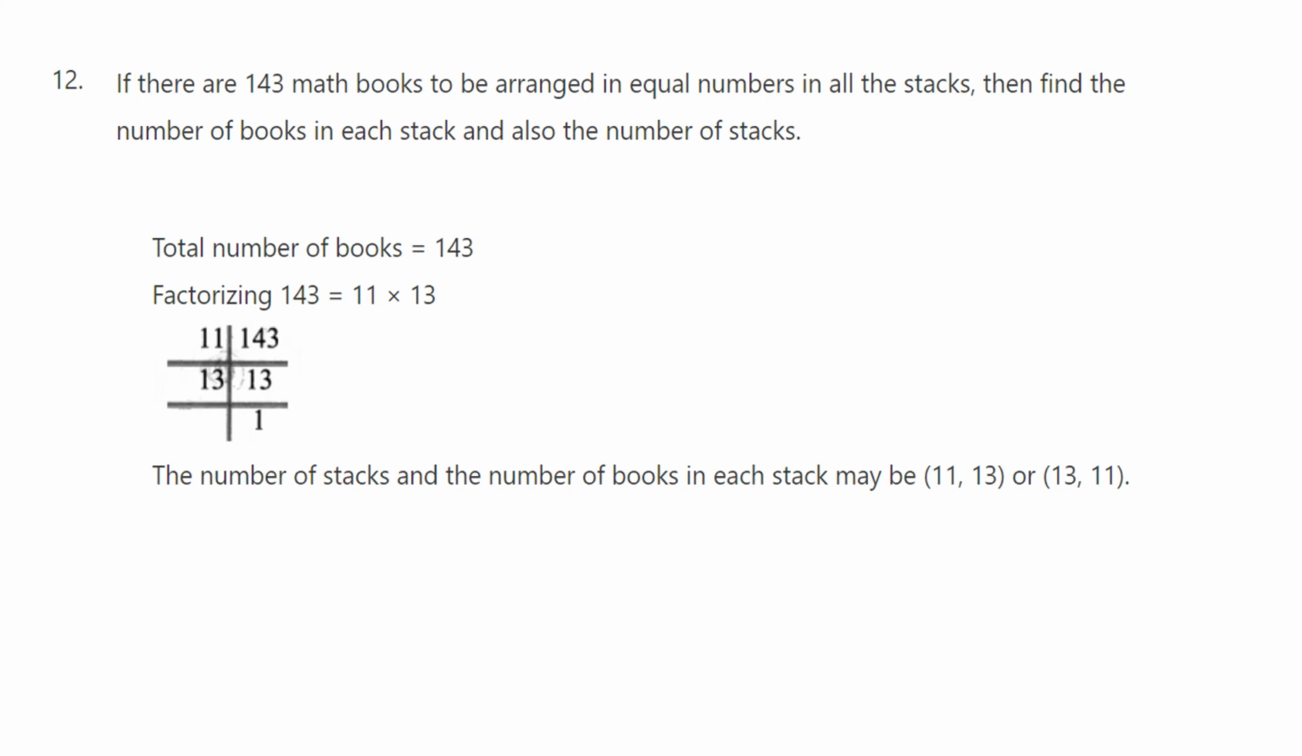12th one. If there are 143 books to be arranged in equal number of stacks, then find the number of books in each stack and also the number of stacks. So total number of books is 143. So first you factorize this 143.